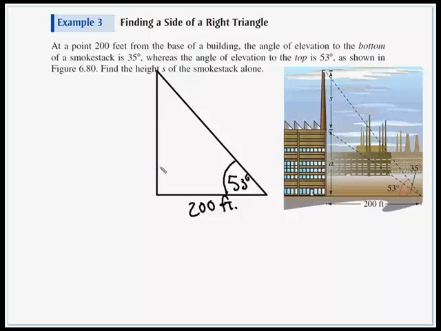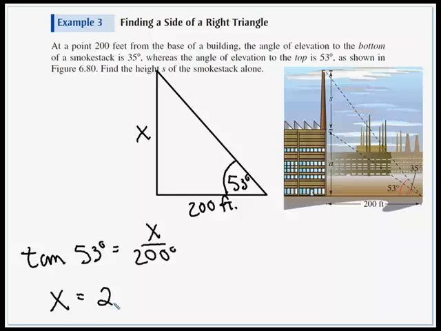So to find this overall height, let's call it x. We want the opposite side. We have the adjacent side. So of course that's going to be tangent. The tangent of 53 degrees is equal to the opposite side x over the adjacent side 200. And let's see here, to solve for x, we'd multiply both sides by 200. Oh, and that's not degrees, that's feet. 200 times the tan of 53.